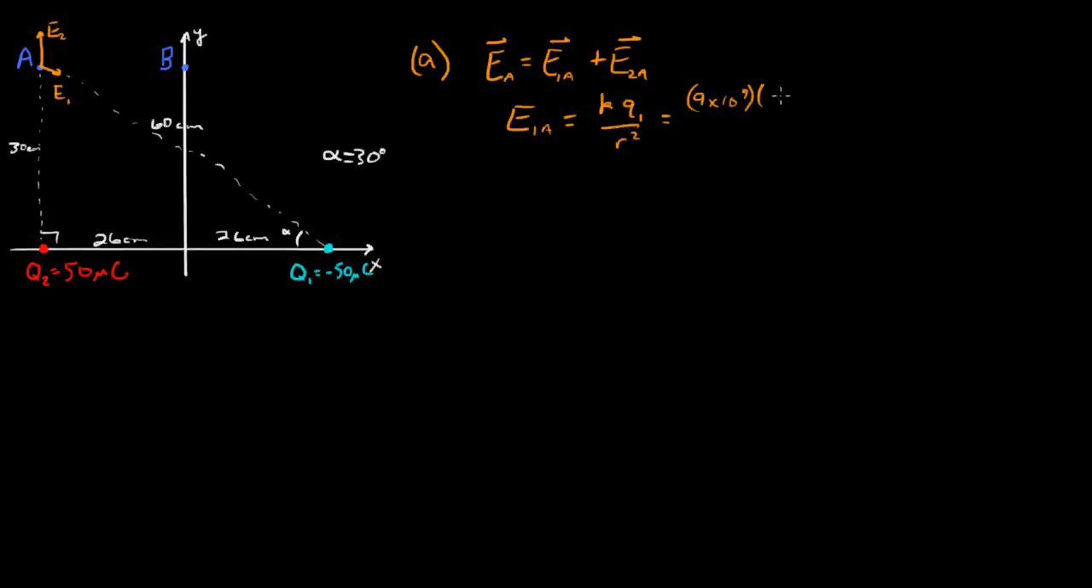Q1 is minus 50 times 10 to the minus 6. And again, I'm not worrying about units. Oh, I put a minus sign there. It's a good mistake to make because remember, I already drew the direction. The negative sign told me that already, so I don't have to include it here again. In fact, it will confuse me if I do. Okay, and then R is 0.6 meters. So square that.